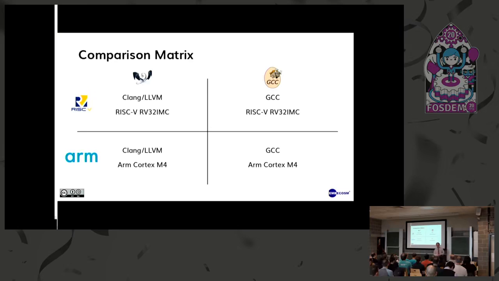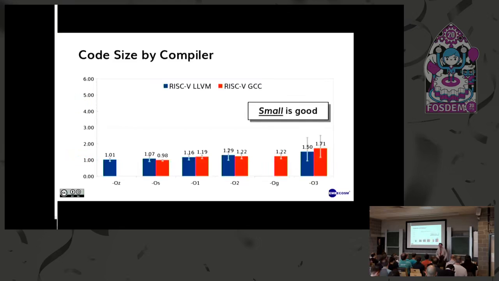What can we learn by comparing Clang LLVM with GCC for a particular architecture? And secondly, what can we learn by comparing Clang LLVM for different architectures? What does Clang LLVM do well on one architecture and on another? And the idea here is to share knowledge, to learn from others.